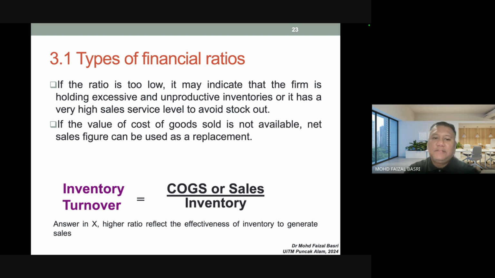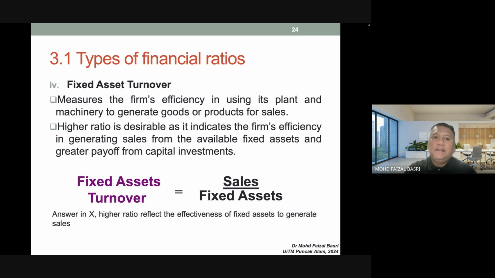Okay, so for this case, the answer will be in times, to indicate that the ratio indicates that the firm is very effective in utilizing the inventory to generate sales. Okay. Then number 4 kita ada fixed asset turnover. So nombor 4 dengan nombor 5 ni kita go back to the original whereby the turnover tu associated dengan sales.